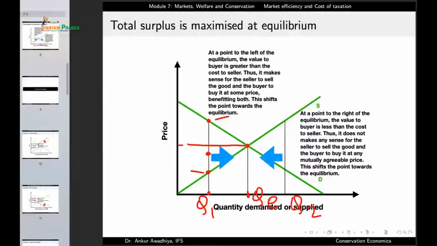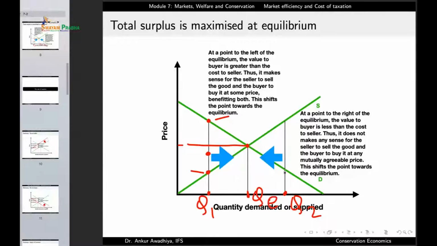Now remember that we are trying to find out the point where the total surplus is maximum. And what we are observing is that to the left of the natural equilibrium, there is still a scope to increase the total surplus by undergoing a transaction at any mutually agreeable price. Now, if there is a scope to increase total surplus, it means that it is not a point where the total surplus is maximum. So it is telling us that at all the points to the left of the equilibrium, the total surplus is not maximum.